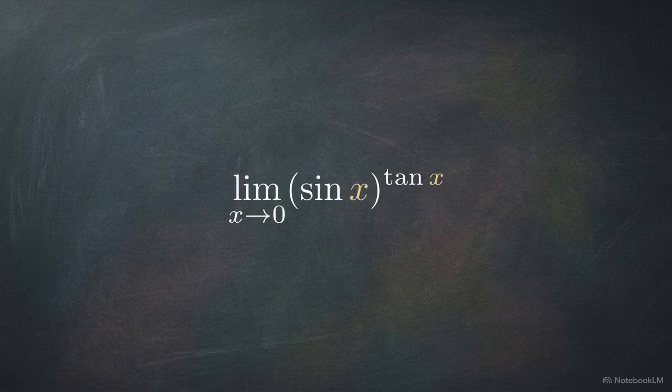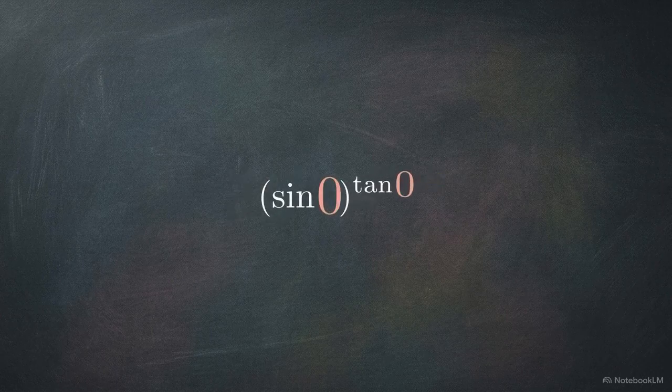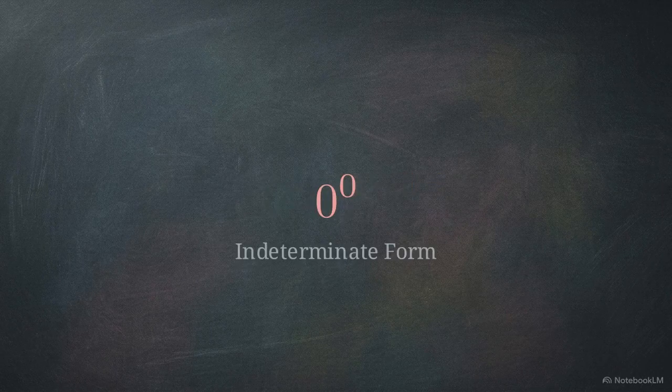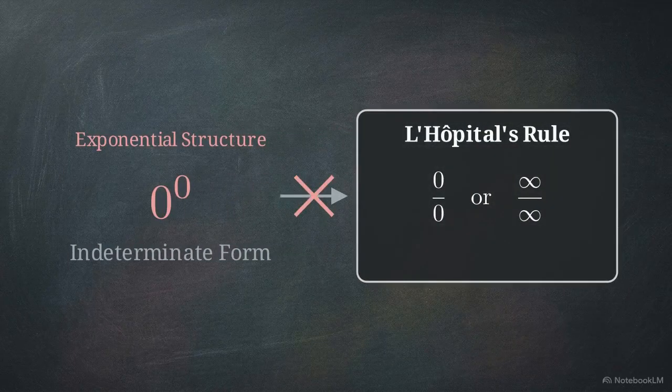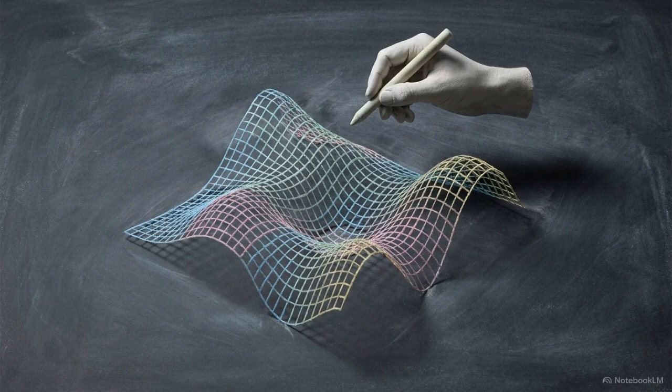Consider sine of x to the power of tangent of x. As x approaches 0, the function resolves to 0 to the power of 0. This exponential structure cannot be evaluated using L'Hopital's rule because it does not possess a fractional geometry. We must restructure the expression's geometry to create a solvable form.